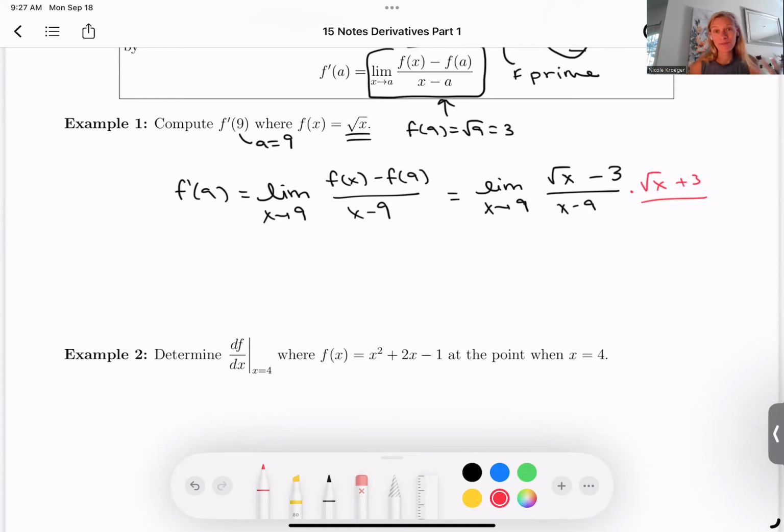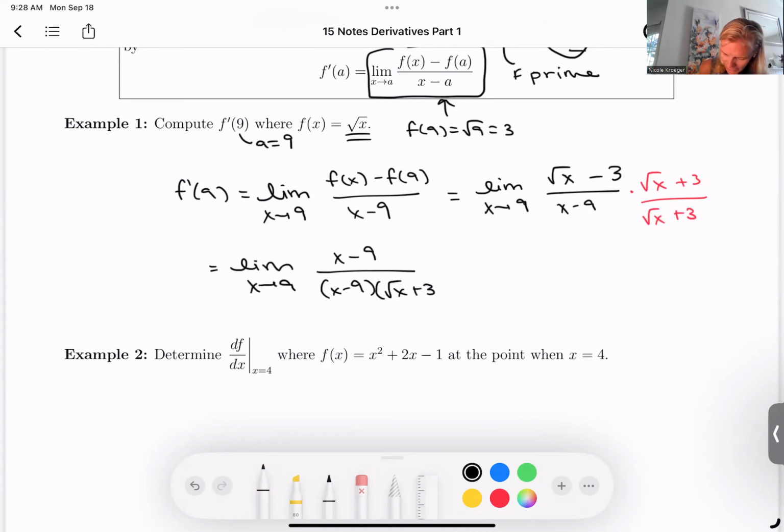You should just do this work on your own. You don't really have to watch me do it. Hopefully you can do it on your own at this point. So we're going to get a limit as x approaches 9. We'll have x minus 9 in the numerator. We have x minus 9 times root x plus 3 in the denominator. The x minus 9's cancel out. We're going to be left with a 1 in the numerator. When we plug in 9, we're going to have 1 over 3 plus 3, which is 1/6.